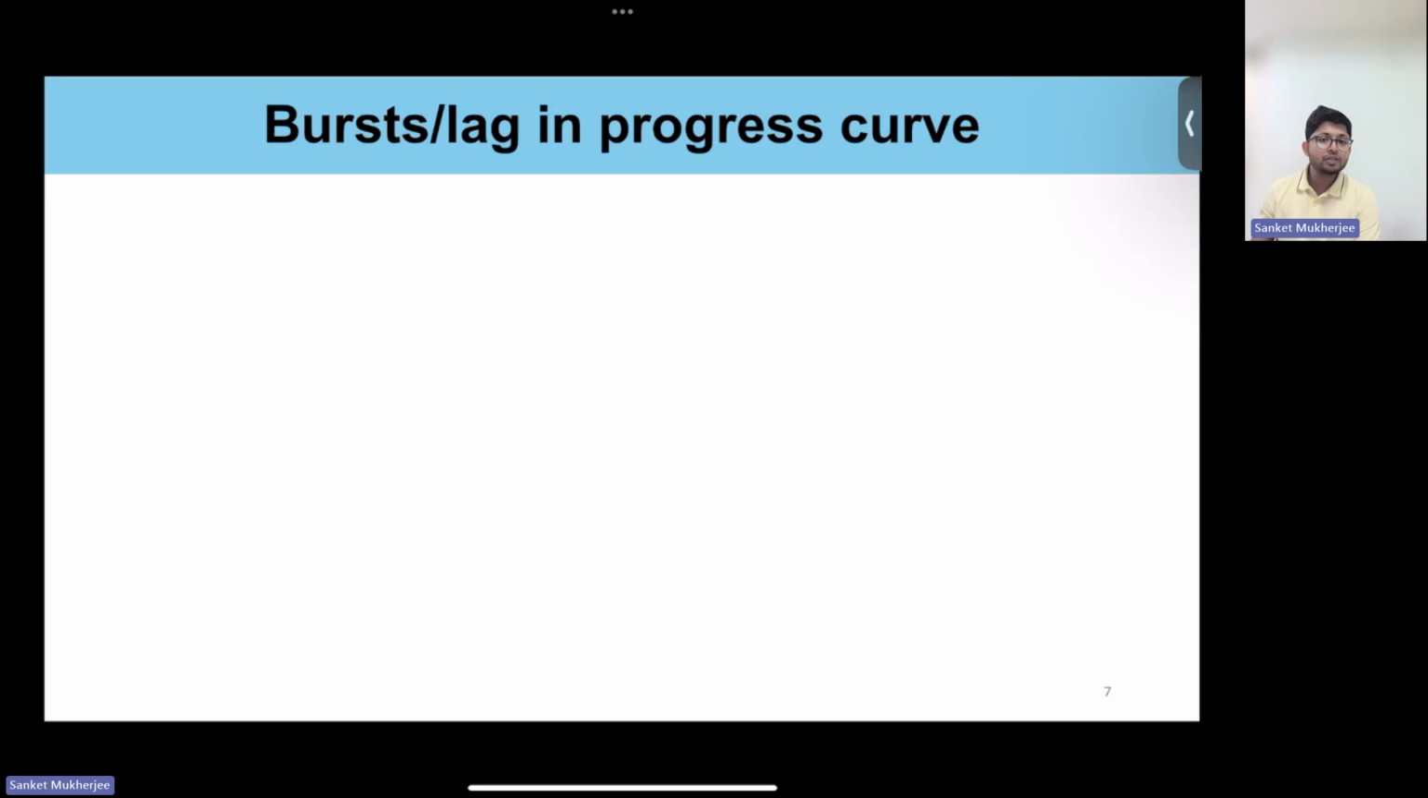Now there could be bursts or lags in the progress curve. So what does this mean? If we have the concentration of product on one axis and the time on another axis, the curve could be, I'll just wait.